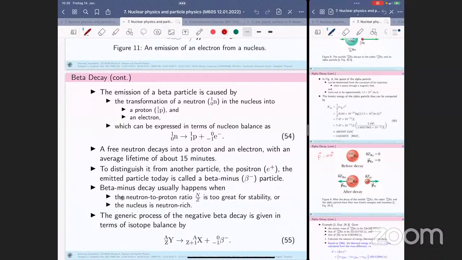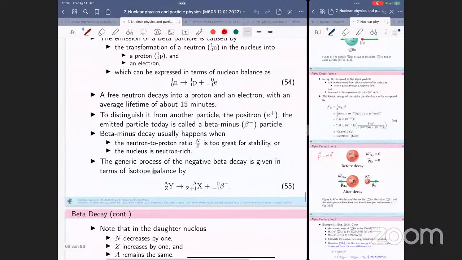Yes. When the neutron to proton ratio, N over Z, where N is the number of neutrons, which is A minus Z, is too great for stability, then nature just converts a neutron to a proton by using this process. And we get an electron out of the nucleus, an electron with high energy moving out of the nucleus. We get the beta minus particle, which is actually an electron with high energy.